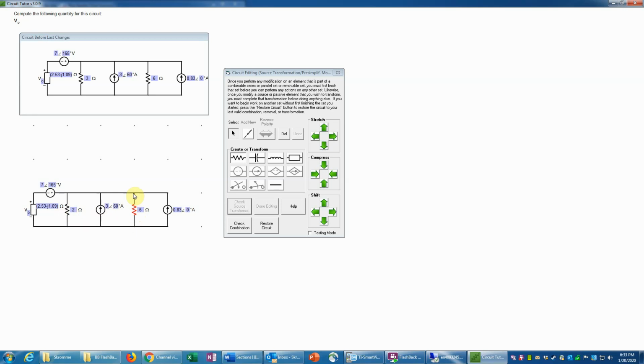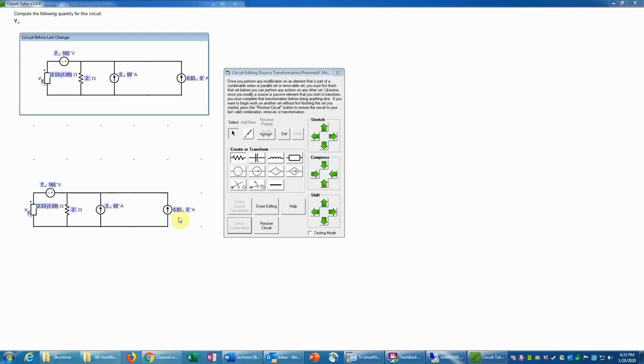So this one, of course, we never change that to a short, because that would basically say that the original 2 resistors were equivalent to a short, and that doesn't make any sense. So we always have to delete that. And we'll check that combination, and that's correct.